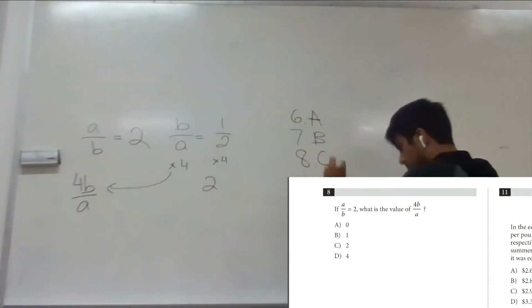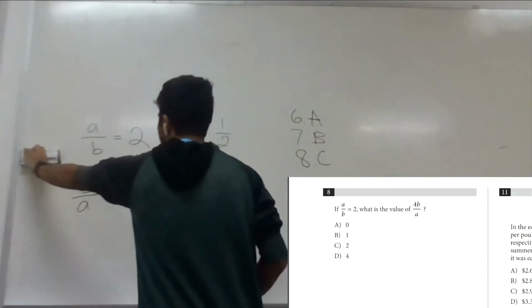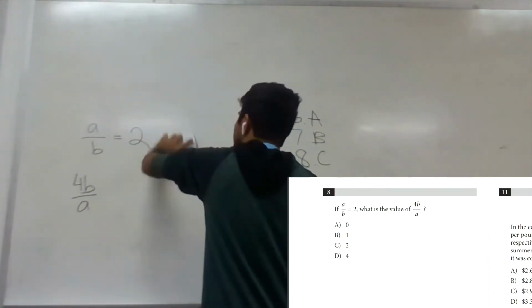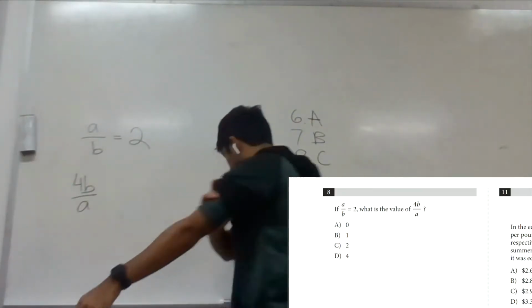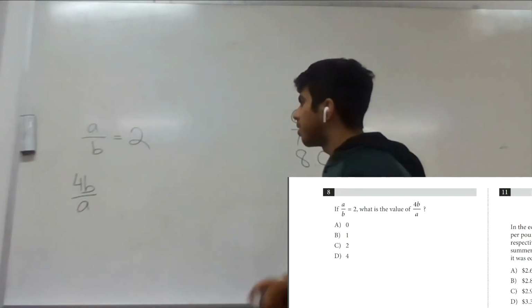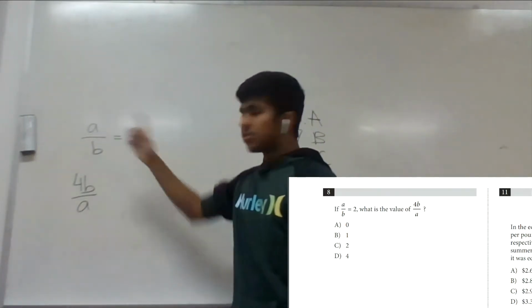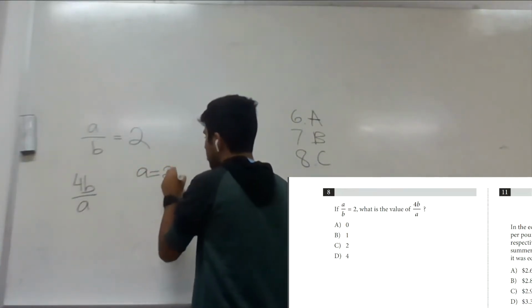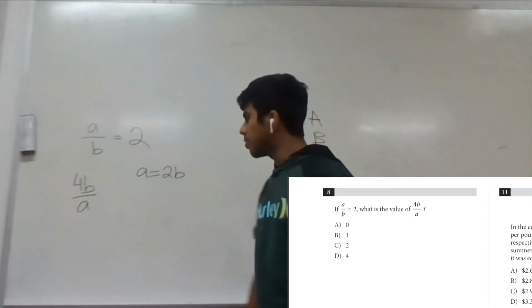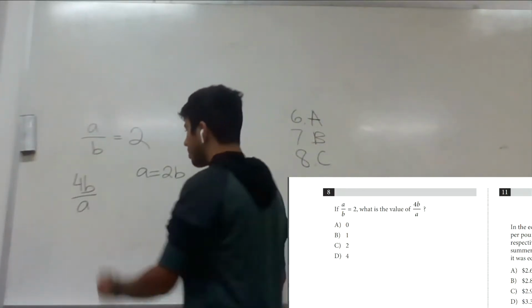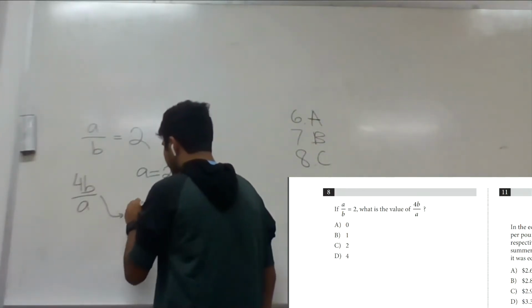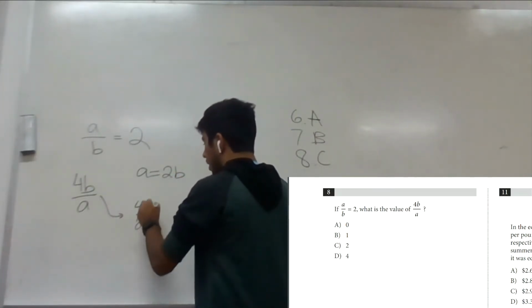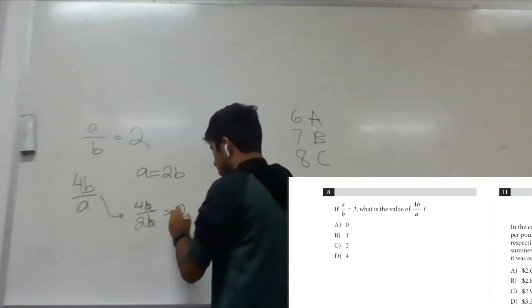8 is choice C. Now, if you don't see this approach of just flipping the fraction, don't worry, because there are many other ways to solve this. The main other way is saying a over b is 2, so I can multiply by b on both sides and get a is 2b. Now where I see 4b over a, I can make that 4b over 2b. And then the b's cancel out, and 4 over 2 is 2. So you end up with the same thing.